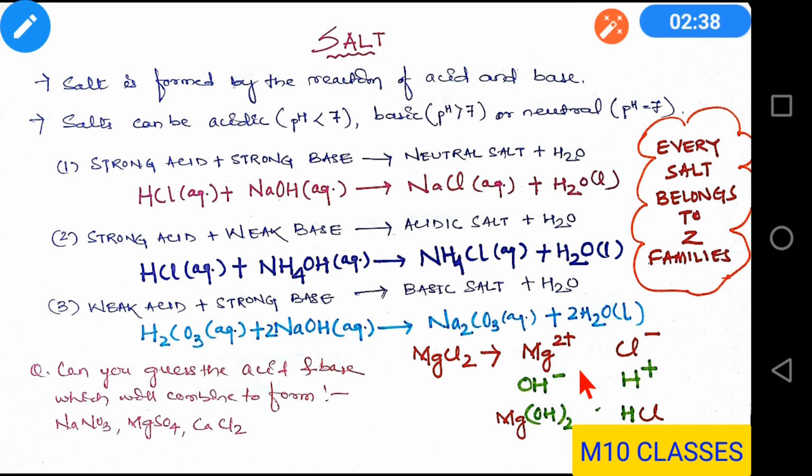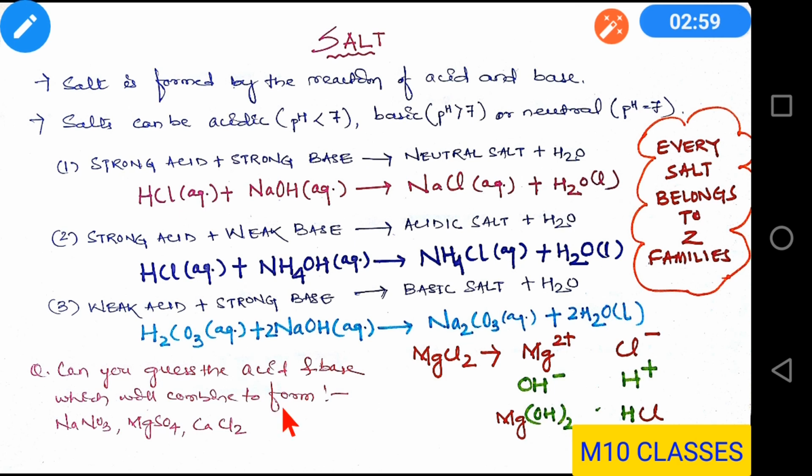In the first case you have Mg2+, the valency is 2, and in OH- the valency is 1. So by the crisscross method you will get Mg(OH)2, magnesium hydroxide, which is the base. And for chlorine you will get Cl- with H+, you will get HCl, that is hydrochloric acid.